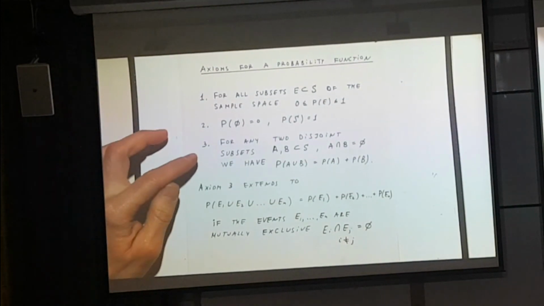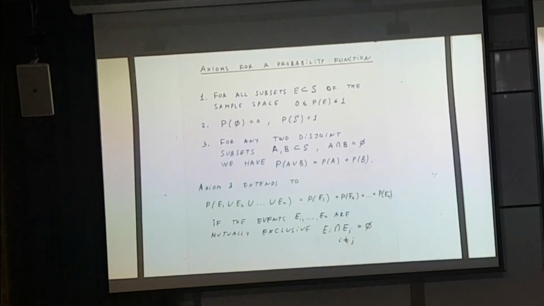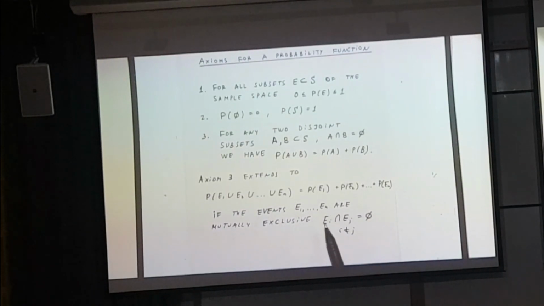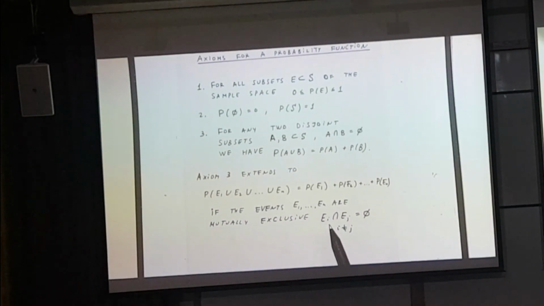And this third axiom can actually be extended to an arbitrary number of events. So if you have n events, call them E1, E2, and so on, E sub n, we can look, if they are mutually exclusive, which means that all pairwise intersections are empty, then the probability of the union of all of them equals just the sum of the probabilities of these individual events.